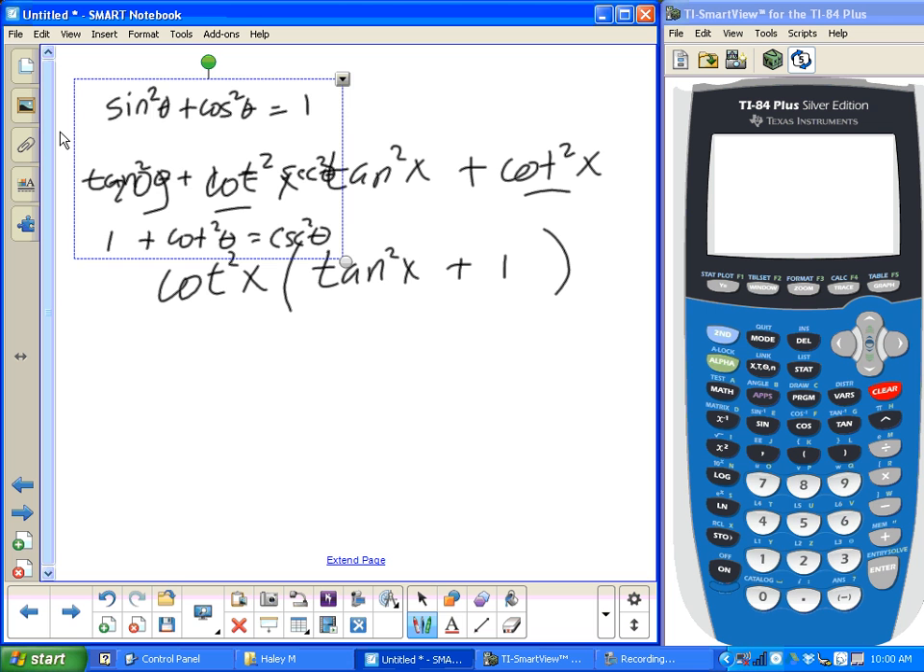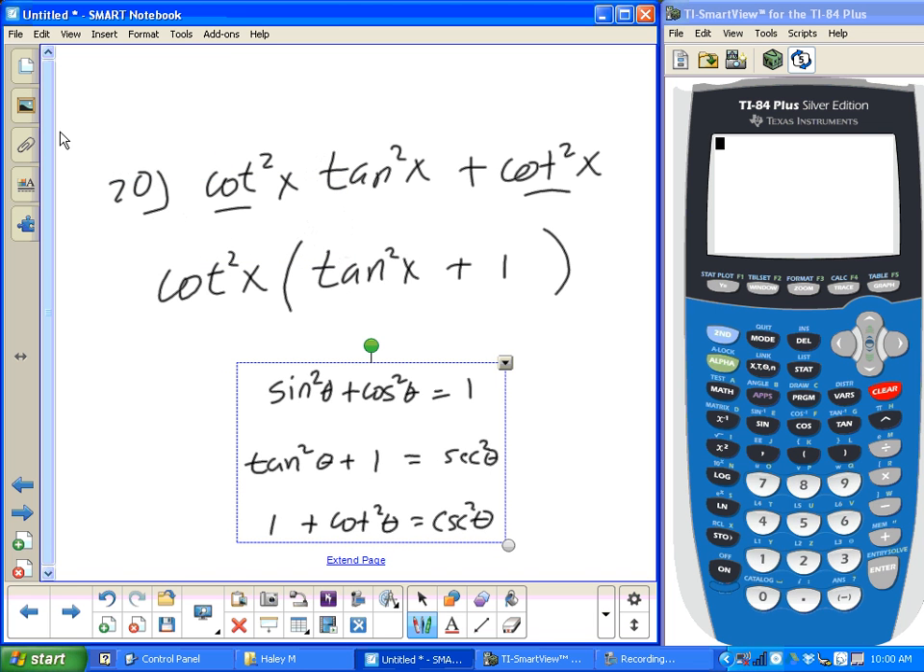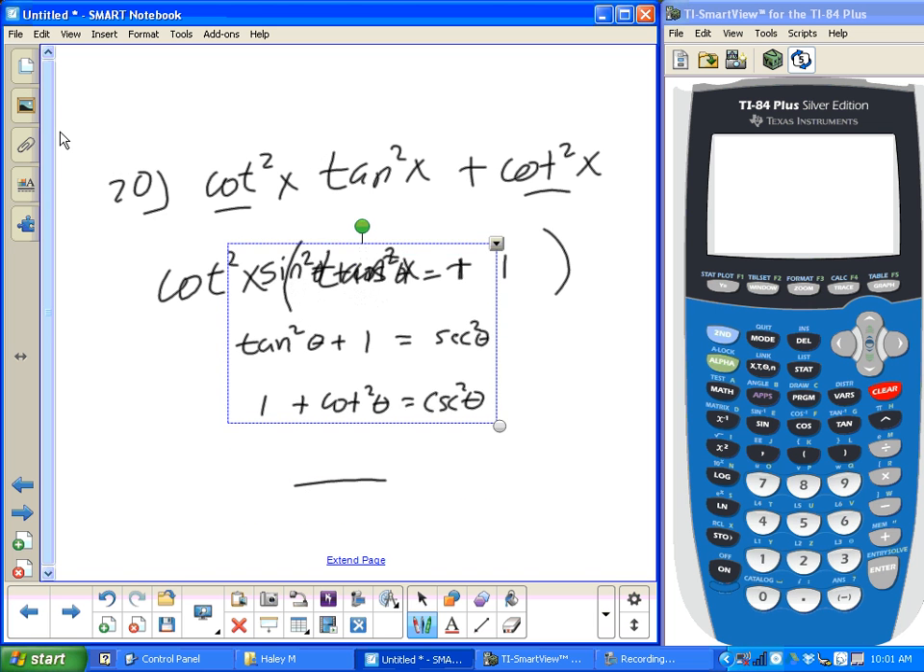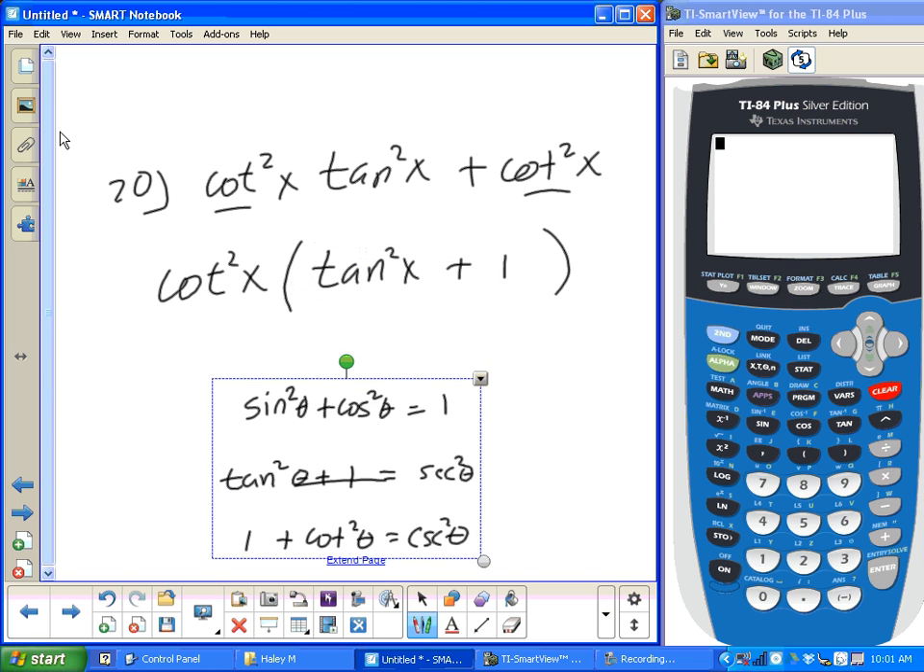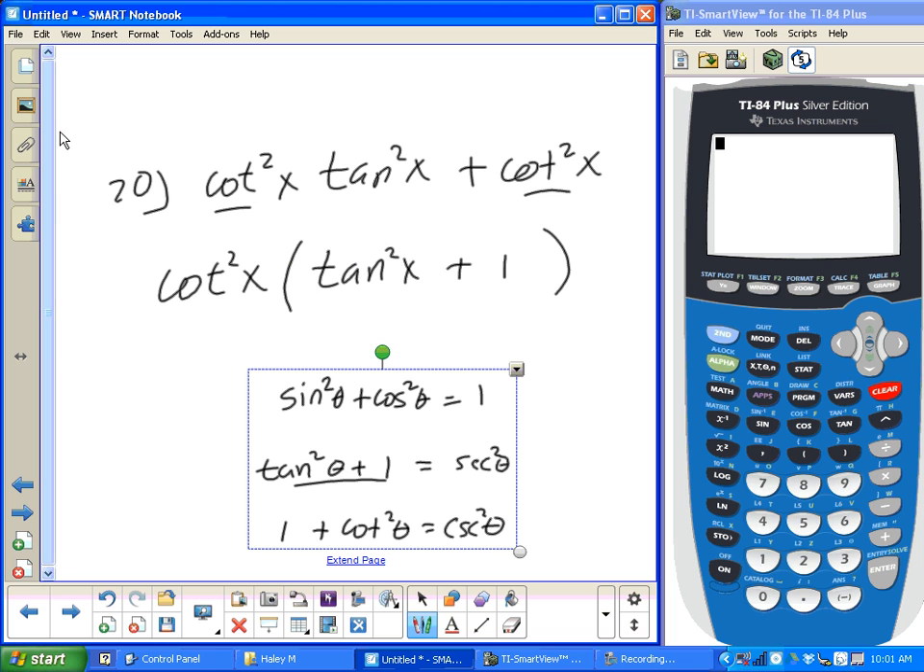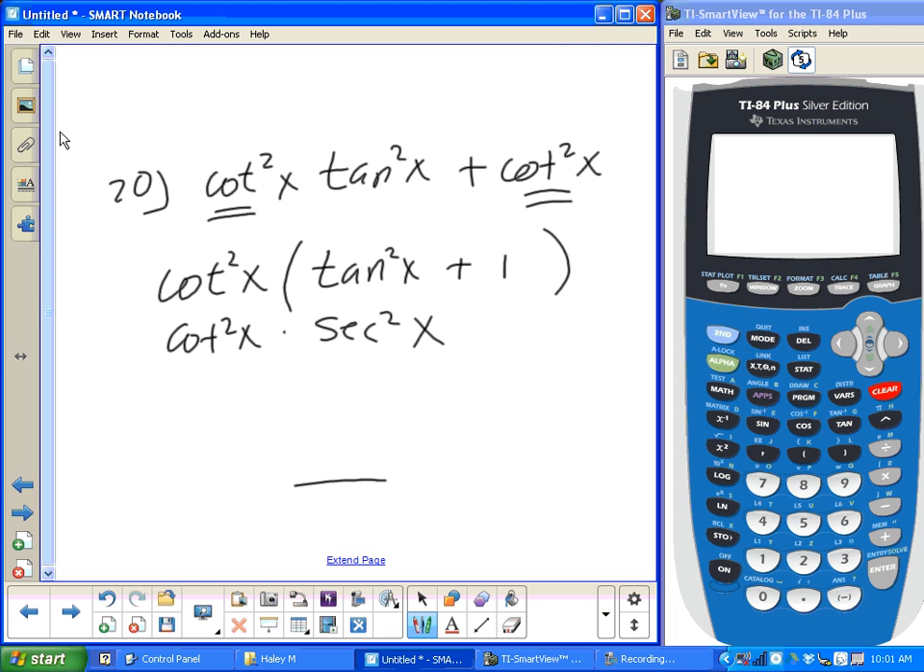Now, I bet we can do something for that right there. Yeah, I think you're right. Tangent squared plus 1 is secant squared. I just factored out a cotangent squared. Did you get the factoring part okay? And now tangent squared plus 1 is secant squared. So now I'll get cotangent squared times secant squared. All right, but now what?